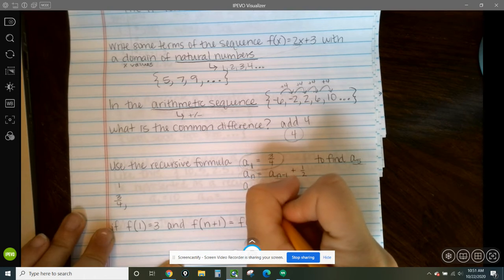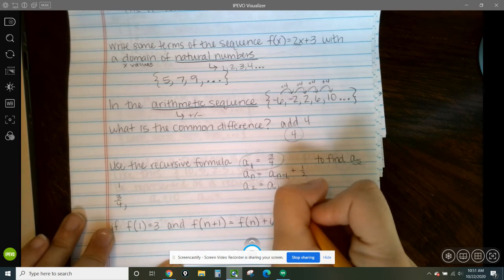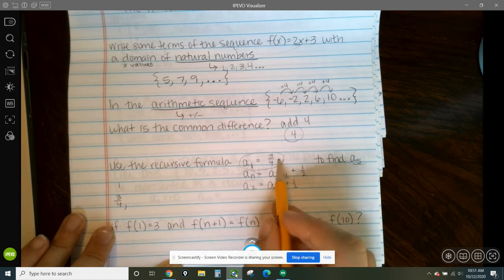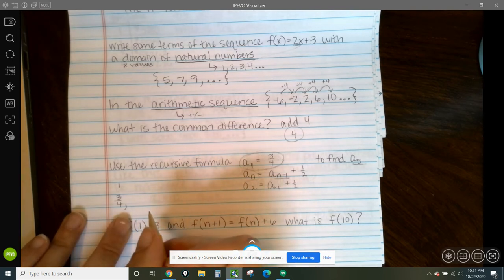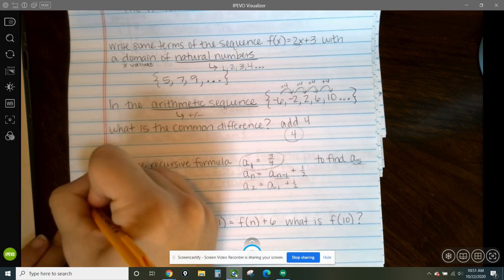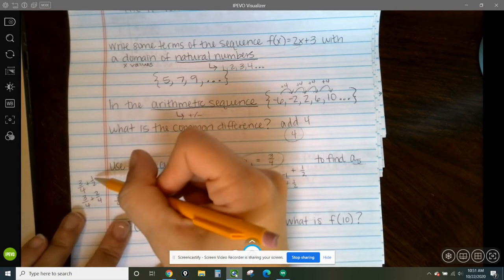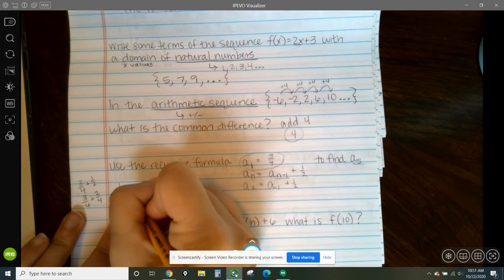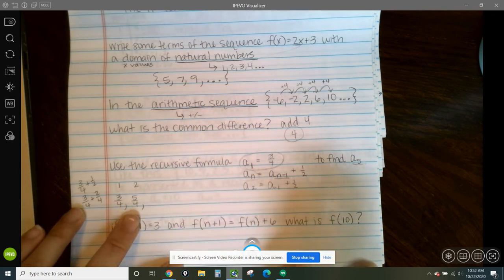You can plug this in if you want. If I want to find the second term, a sub 2, then I would take the term before it, a sub 1, and add a half. So we know that a sub 1 was 3/4. So I have to do 3/4 plus a half. If I want to get a common denominator here, 3/4 plus 1/2 is actually 3/4 plus 2/4. I just changed this to have a common denominator. So this comes out as 5/4. You can leave it 5/4, or write it as a mixed number, 1 and 1/4. That's up to you. So that's the second term.